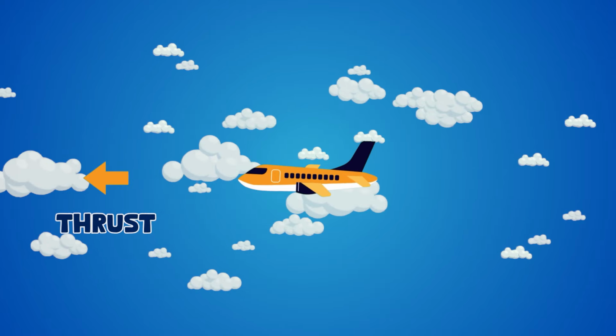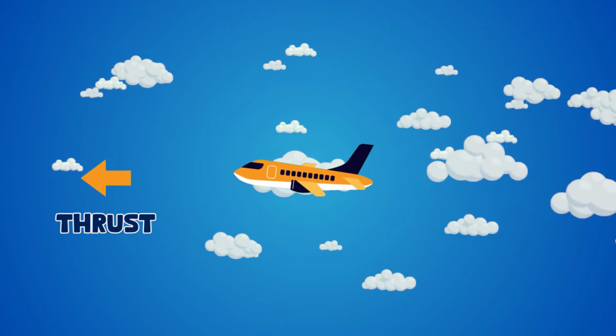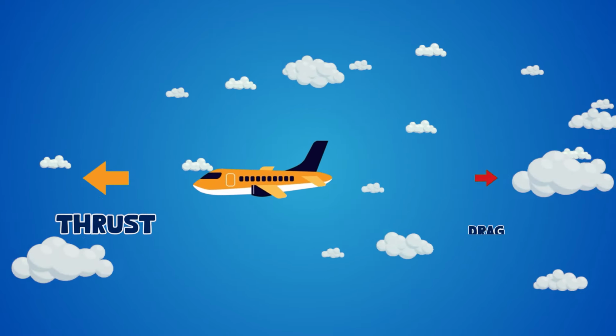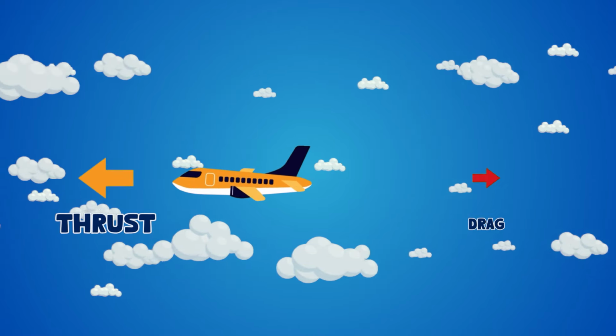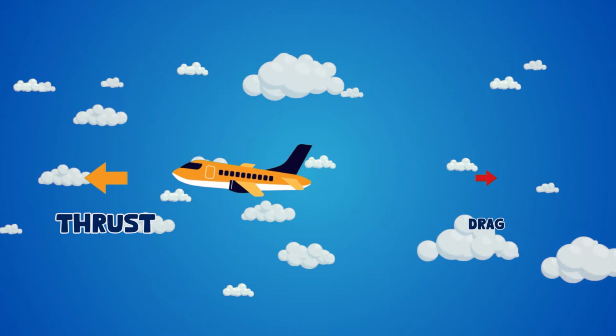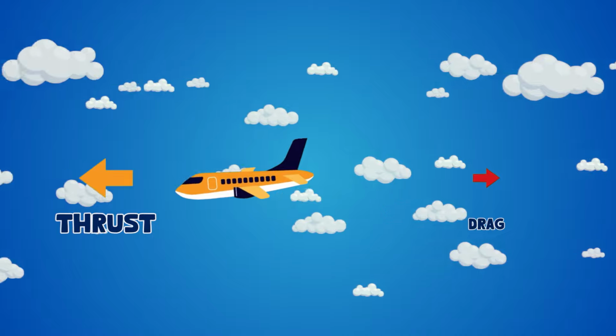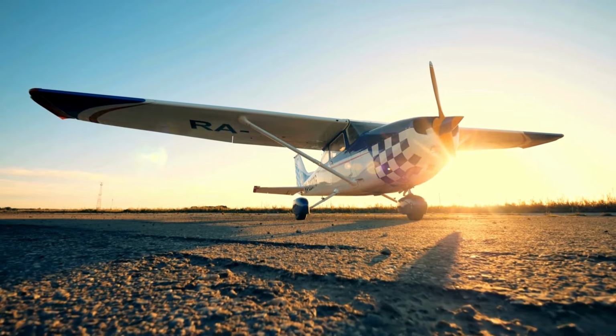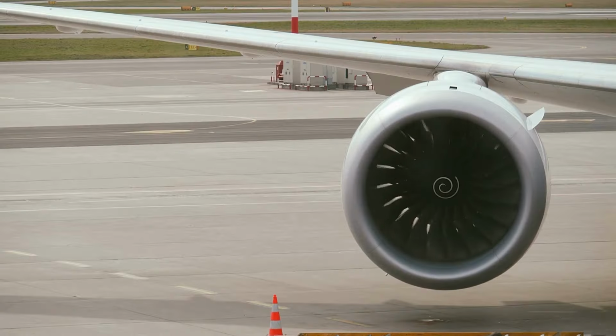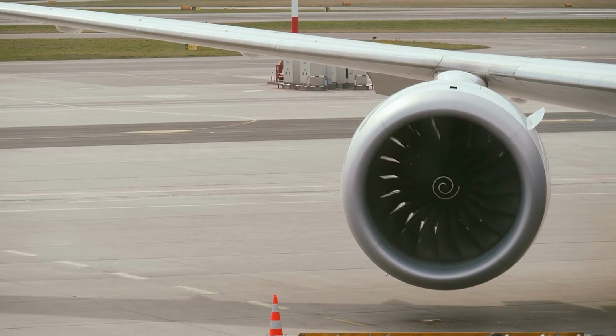Thrust. Thrust pushes or moves something forward. Thrust is the force that is the opposite of drag. For an aircraft to keep moving forward, it must have more thrust than drag. A small airplane might get its thrust from a propeller. A larger airplane might get its thrust from jet engines.